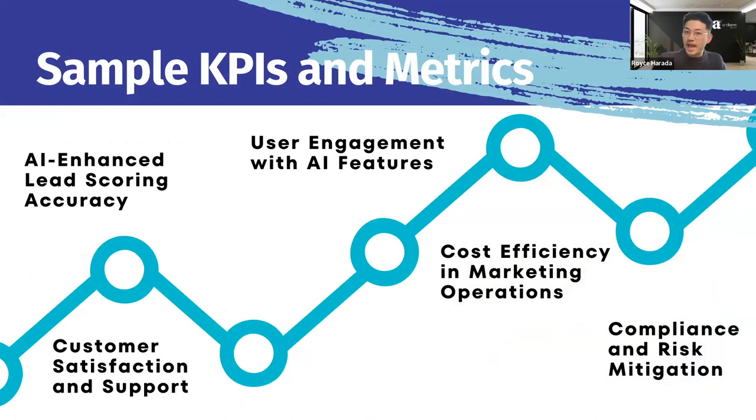So first we have, for example, AI enhanced lead scoring accuracy. This could be measured by the effectiveness of AI in prioritizing leads in your CRM. So an example metric here could be the percentage increase in conversions from AI scored high priority leads. So letting AI really predict who's most likely to convert and scoring them appropriately. And obviously, like I said in the previous slide, giving these high likely prospects to your sales team.